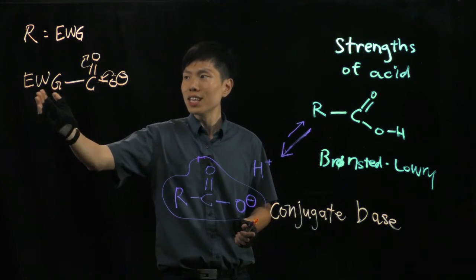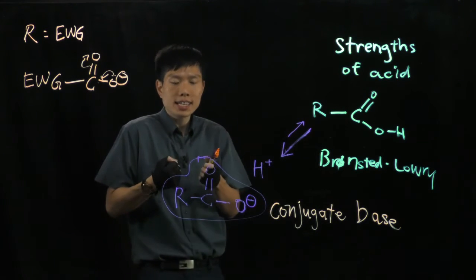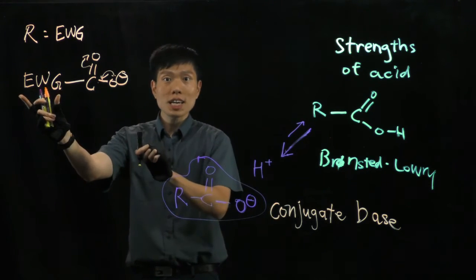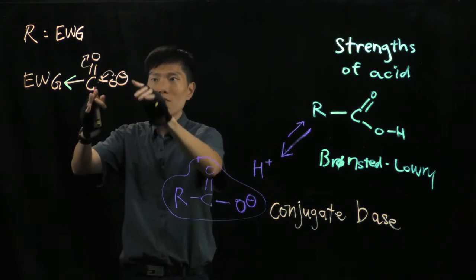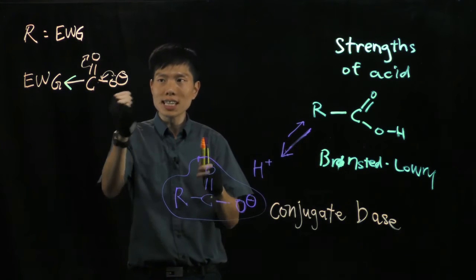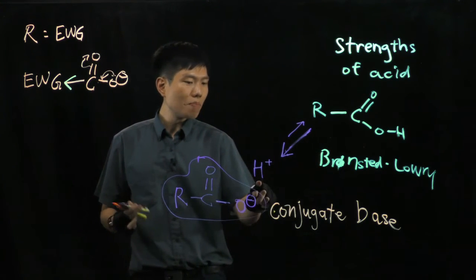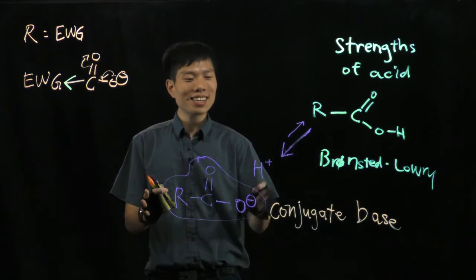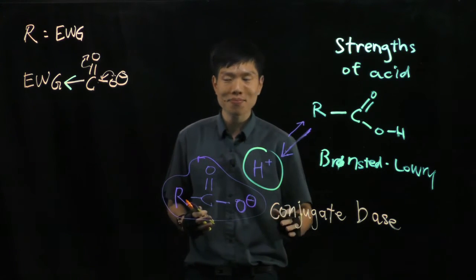With the help of the EWG, electron withdrawing group, which pulls electrons away, this is helping even further. Because this group here will pull electron density away from this region here and spread it even more, so that now this negative charge is very thin. So thin that it would not want to get back this H plus and go back. That means you stay here. And if you stay here, that means we can isolate H plus, which makes it a stronger acid.